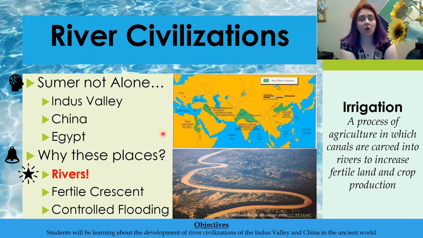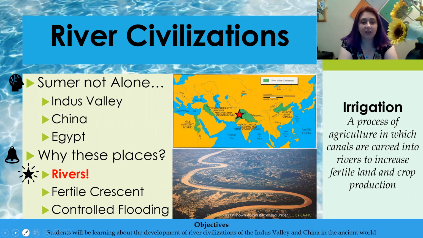So what exactly are river civilizations? Well, we talked about the first one in our last video, Sumer, or commonly known as Mesopotamia. However, it's not the only one. There are a variety of these types of river civilizations.